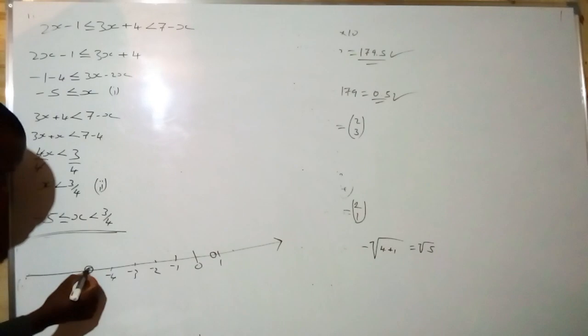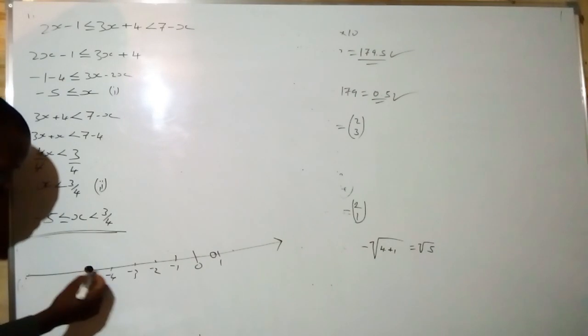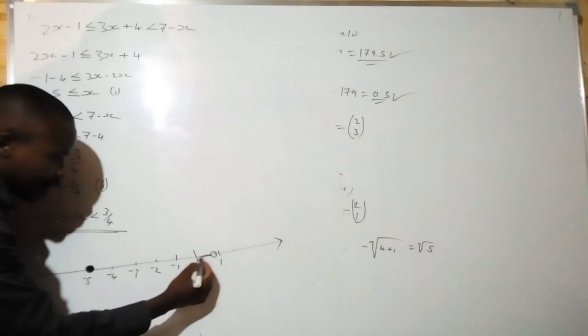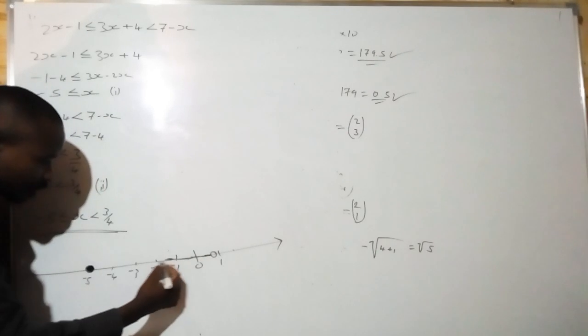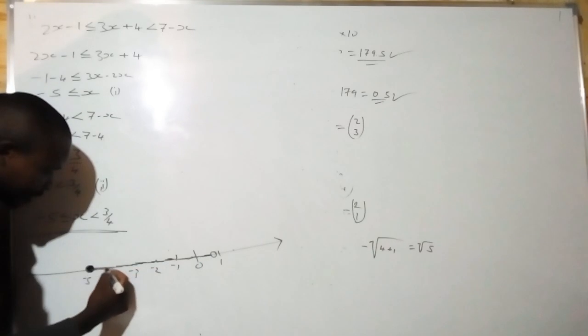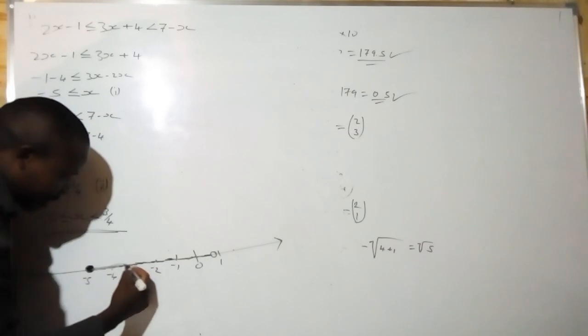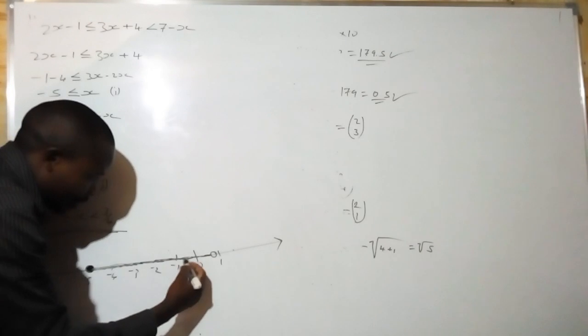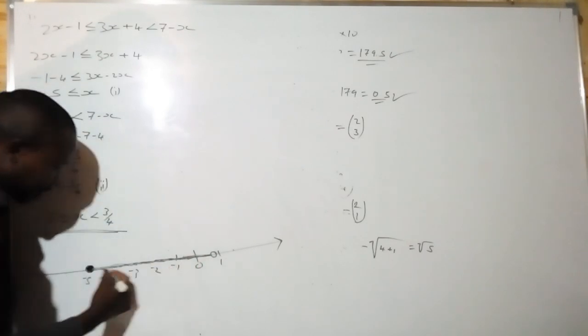You shade like that. Then the whole of this line, you are also going to mark it darker than the others. Make it darker, or you shade like that. Yeah, that's how you are supposed to solve that question.